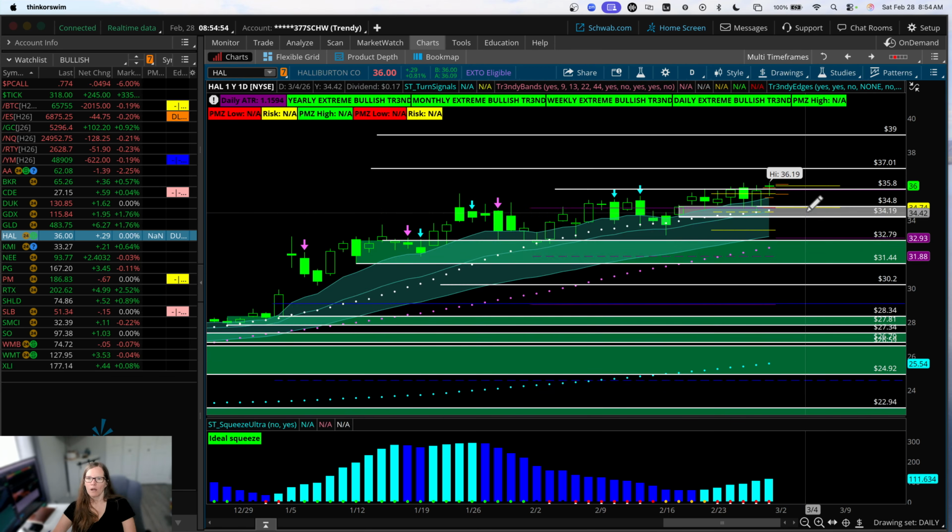So a potential buy zone on Halliburton using the lower weekly edge is going to be 34.80 by 34.19. And then I'm looking to trim at 35.80. That's a dollar reward, and the risk is about 60 cents. Then 37.01, and then $39.